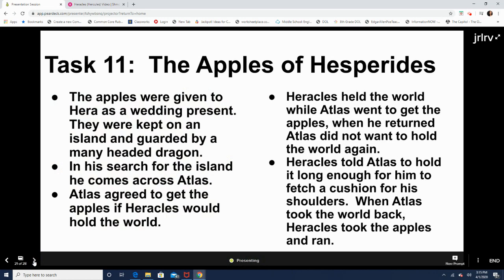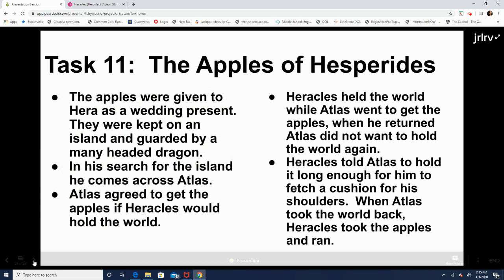Task 11, the apples of the Hesperides. The apples were given to Hera as a wedding present. They were kept on an island and guarded by the many-headed dragon. In his search for the island, he comes across Atlas, and we'll stop here and talk about who Atlas was. He had to hold up the world and why he had to do it.